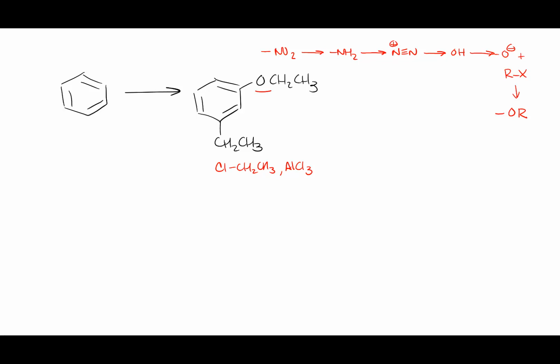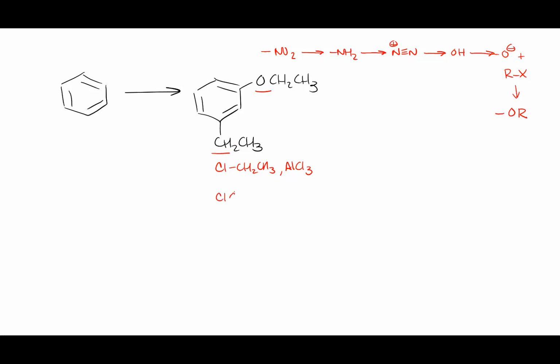Now, before we design our synthesis, with the oxygen attached to the ring, it's an ortho-para director. With the ethyl group, it's also an ortho-para director. So somewhere along the lines here, we're going to have to use the meta-directing group to add the other group before we convert it to the final product.